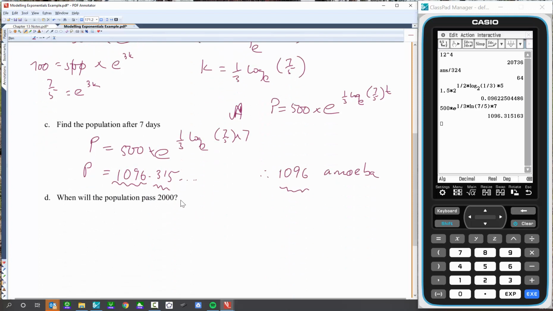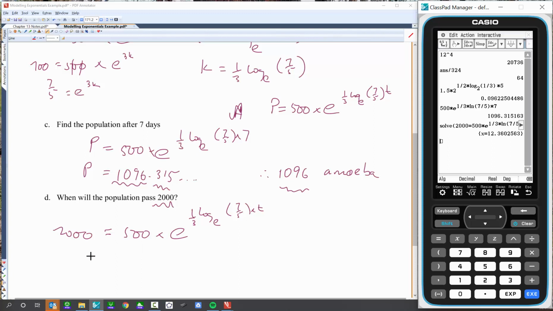All right, when will the population pass 2,000? So that's a standard solve problem. We're going to go 2,000 equals 500 multiplied by e to the 1/3 log e 7 on 5 multiplied by t. This is basically saying what value for t will give us a population of more than 2,000. So I'm going to go solve on the calculator here. Let's go 2,000 equals it. Let's get rid of the 7 and replace it with an x, comma x.